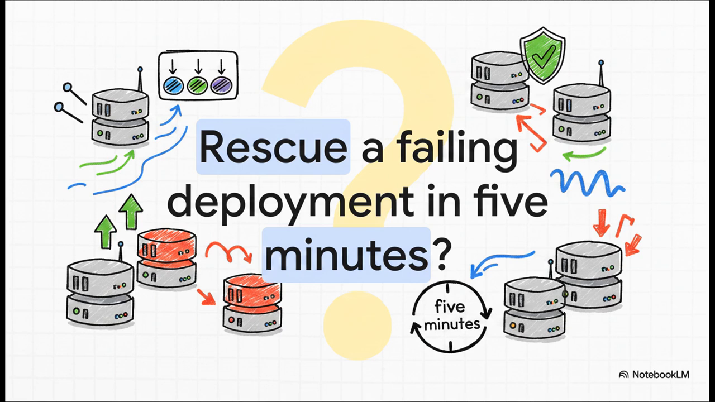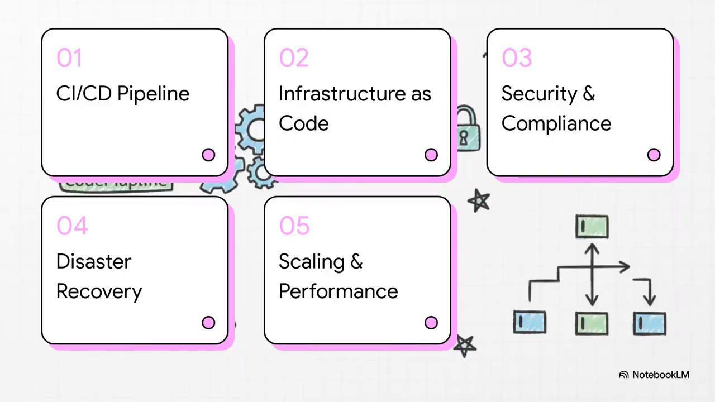Well, by the end of our time together, you are going to know exactly how to architect a system that can handle exactly that. So here's our roadmap to conquer the AWS ecosystem today. We're breaking this down into 5 core pillars. First, the CI/CD pipeline. Then, automating our foundation with infrastructure as code. Third, security and compliance. Fourth, disaster recovery strategies. And finally, engineering for scaling and performance.